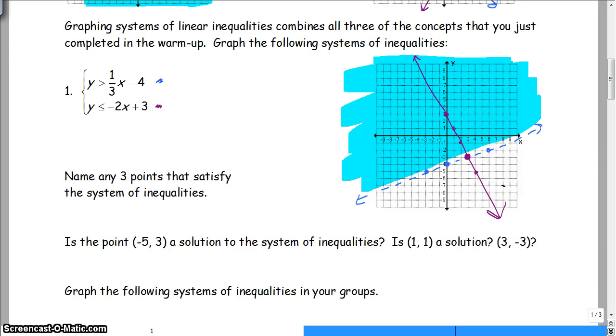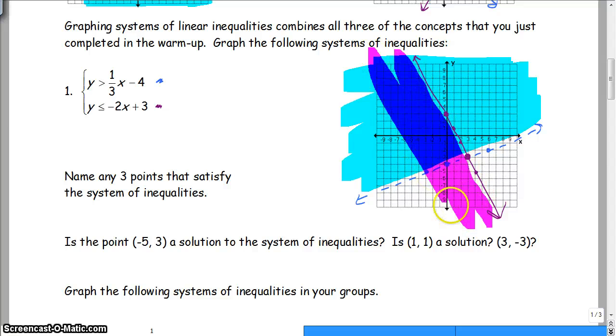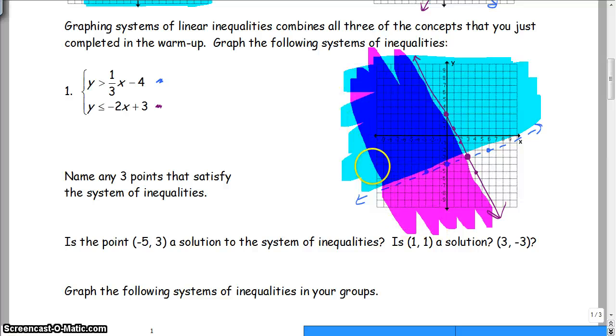And this says y is less than or equal to. So that means we are going to shade below. So here we go. We shade below. And again, remember what I said, no lazy graphs. So I want you to shade even if you know where the area is going to be.